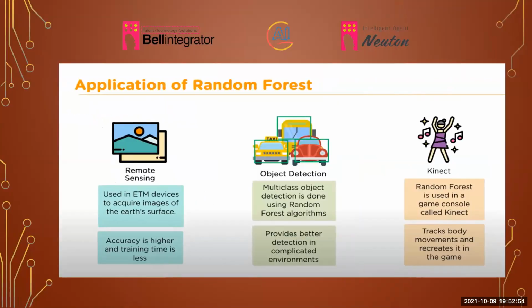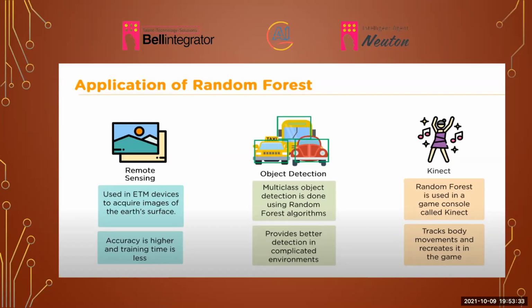So what are the applications of random forest? Random forest is used in remote sensing. If somebody is a satellite geek, they must be aware of the ETM device, the enhanced thematic mapper, which basically maps or takes pictures of areas that are out of the human spectrum. So basically it's used in collecting images of Earth from the satellite.